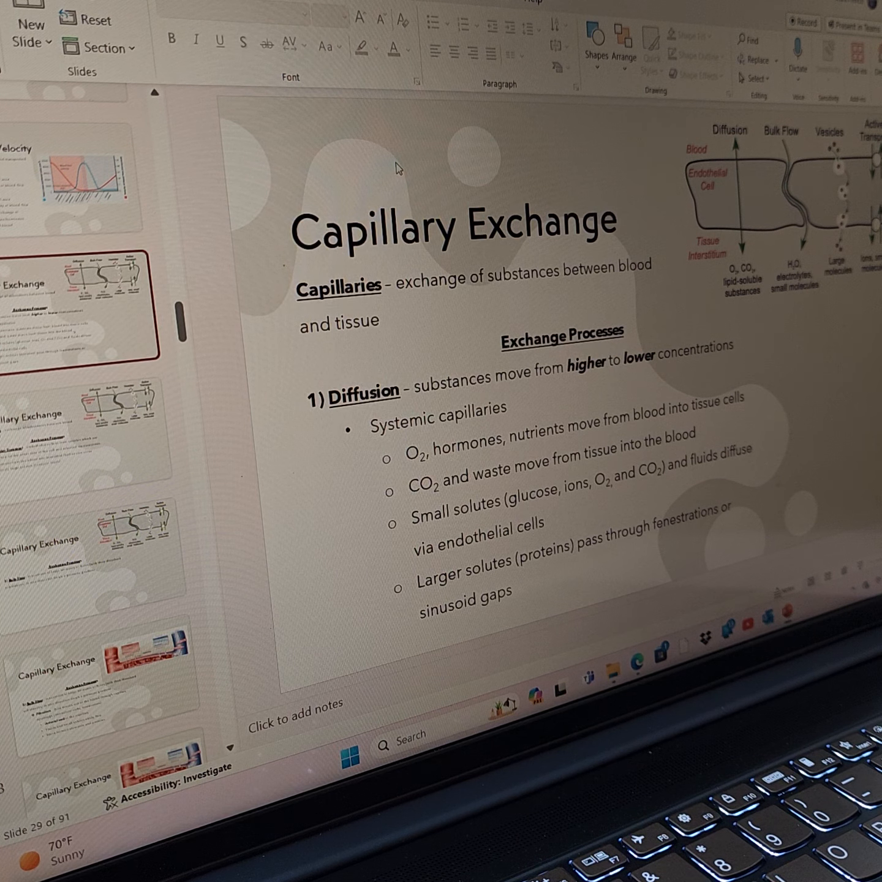So they're going through actual capillary exchanges. Diffusion is when substances move from higher to lower concentrations, like in systemic capillaries. Oxygen, hormones, and nutrients move from blood into the tissue cells. Carbon dioxide and waste move from the tissue back into the blood. Small solutes can be exchanged: glucose, ions, oxygen, carbon dioxide, and fluids diffuse along with some endothelial cells. And then larger solutes, proteins, pass through the fenestrations and sinusoid gaps.